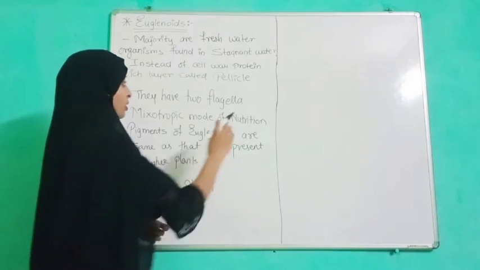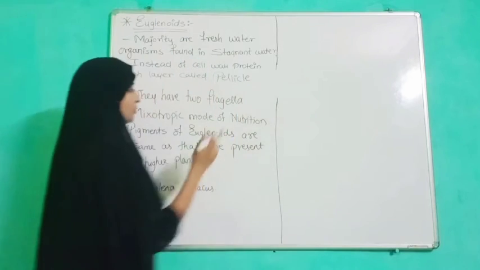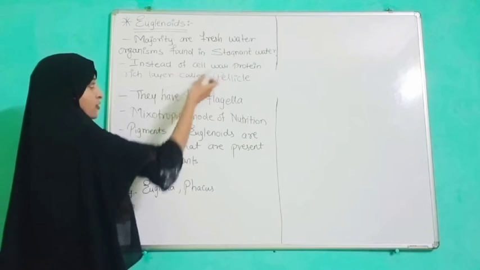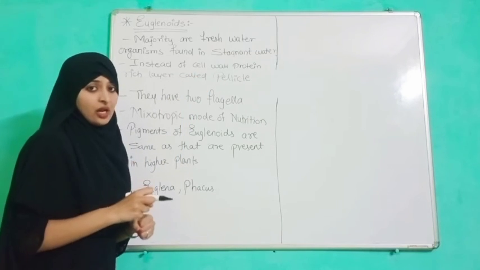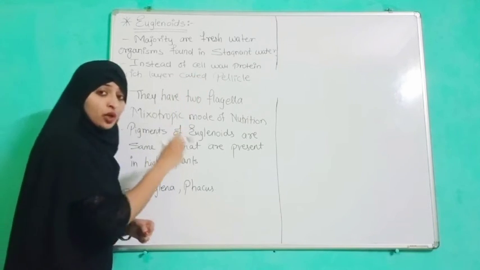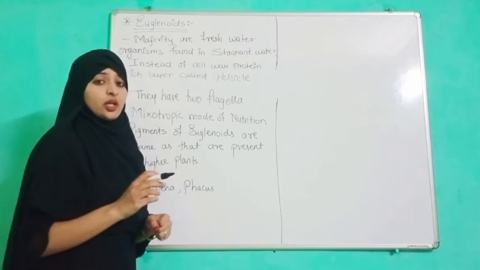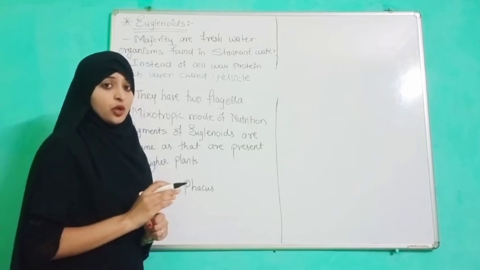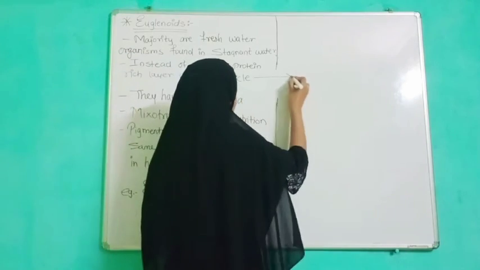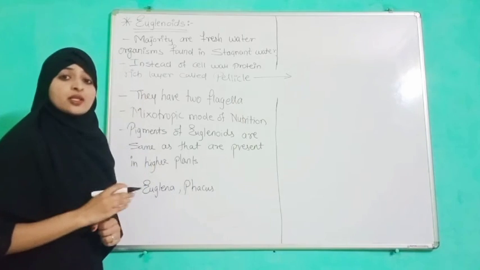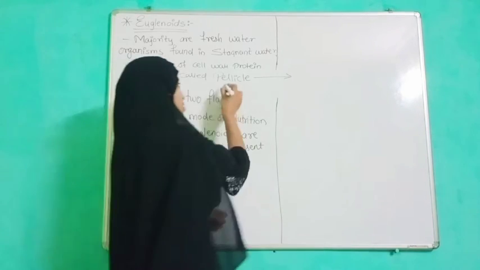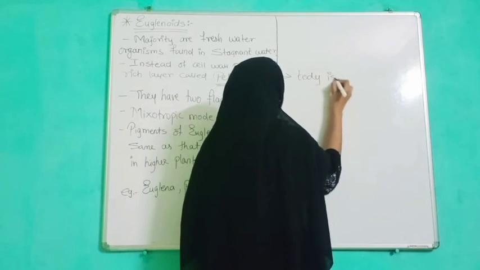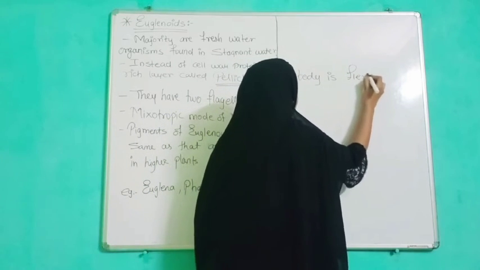Euglenoids have a flexible body. A cell wall is a stiff and hard covering, but they do not have a cell wall. They have a protein layer, that is a pellicle, and they have a flexible body. It means that this pellicle gives the flexible appearance to the body. Due to this pellicle protein, the body is flexible.